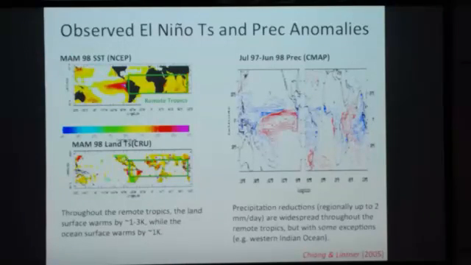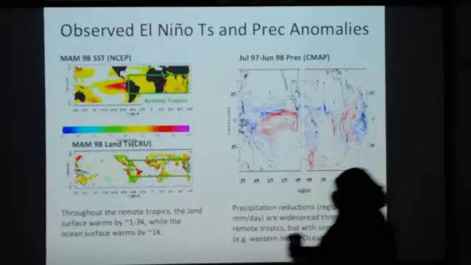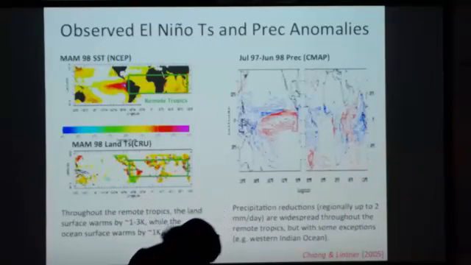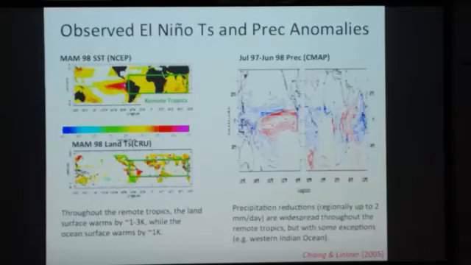So March, April, May of 1998, that was a season or so after the peak of the 97-98 event. You still see lots of residual warming, particularly right up against the coast of South America, but also pervasive warming of the remote tropical ocean and also the remote tropical land surface, on the order of 1 to 3 Kelvin for the land, and on the order of 1 Kelvin or so for the ocean. In terms of precipitation, and sorry for the crappy image here, red actually means anomalously positive rainfall, and blue is anomalously negative.